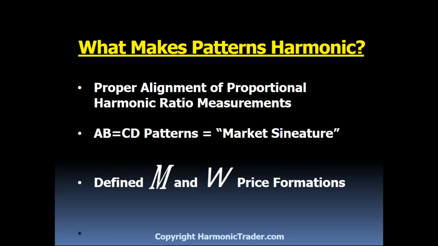Now, we looked at both of these in the last session. This ABCD pattern structure is known as market signature. That is the structural movement, much like the ratios, that define harmonic movements. Now, when we talk about a defined M and W price formation, we are looking at literally these types of structures where the price movements resemble an M or W formation.